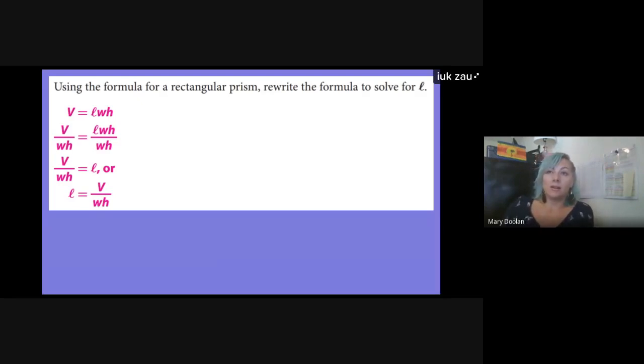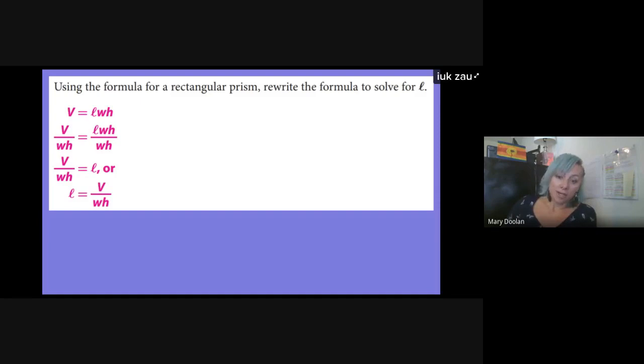And then because L is being multiplied with W and multiplied with H, the inverse operation of multiplying is dividing. So I'm going to divide by what will give me 1. So if I have WH there and I want to get rid of it, I have to divide by the same thing. I'm dividing by WH. With an equation, whatever you choose to do to one side of the equation, you must do to the other side. So that's why on the left-hand side, we are also dividing by W times H.